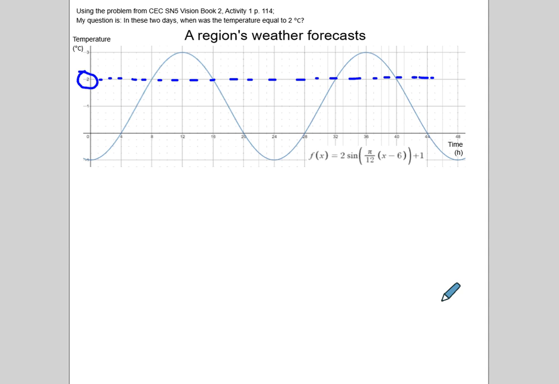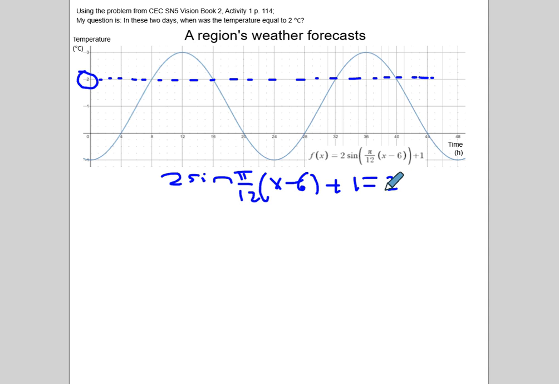In this case, when we look at the graph, it's quite easy to look at the solutions, but it's not going to be always like that. So I'm going to do it with you algebraically so you can figure it out in any situation. So we have our rule, which is 2 sine of pi over 12 times x minus 6, plus 1. We want this to be equal to 2.